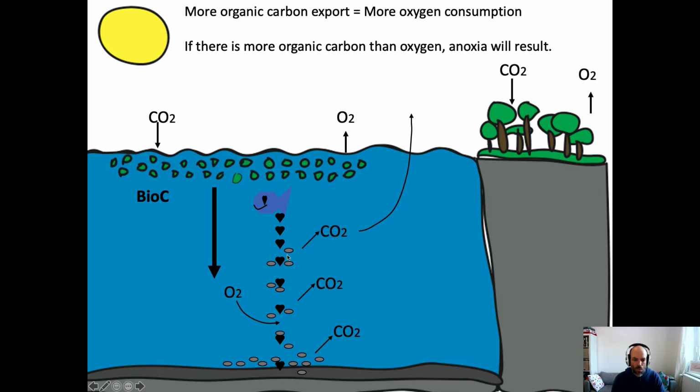If there is more carbon than oxygen in a particular region of the ocean, or a particular depth in the ocean, then you run out of oxygen before you run out of carbon, and that's when you get anoxia. You get regions of the ocean that do not have oxygen, but you still have organic carbon. And those are the regions of the ocean that we're going to talk about today.